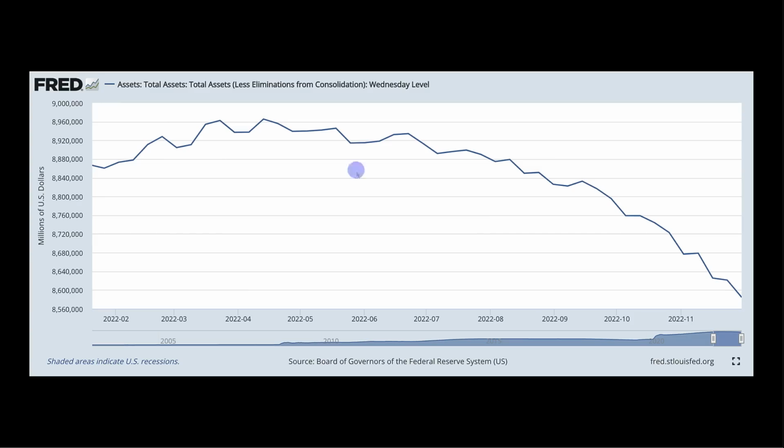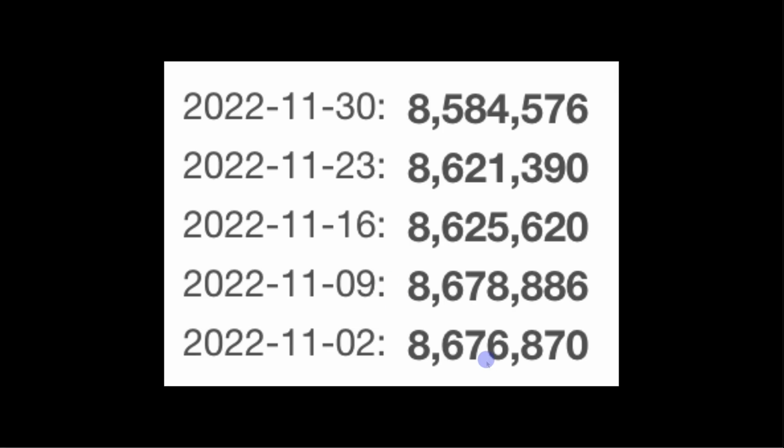Now, keep in mind too, we are in a tightening cycle, okay? This is looking at the Fed's balance sheet here, and you can see it has been heading down. How much? Well, if you just take a look at the month of November, where we started and where we ended, they are on track with what they said they're going to be doing. You can see how it went from, we'll just say, 8.6 to 8.5.